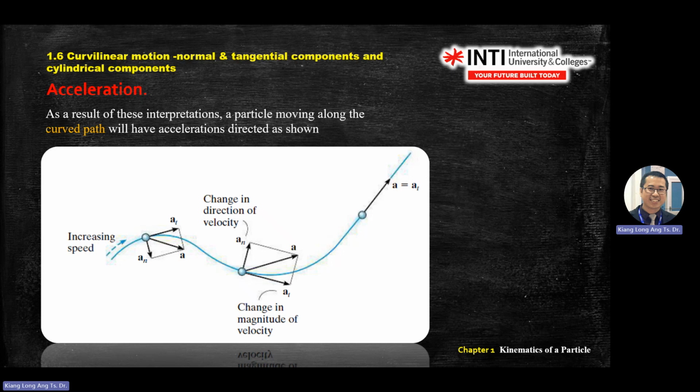Dr. Ang, how to find a_t and a_n? This one: a_t equals dv/dt. You'll be given v equal to one equation. You differentiate, then you get a_t already. Dr. Ang, how do I get a_n? a_n equals v squared over rho. If you're given v_t, you take the v_t, square it, and divide by the radius. There's one equation later to calculate the radius. If the question does not give you the radius, you need to calculate it.